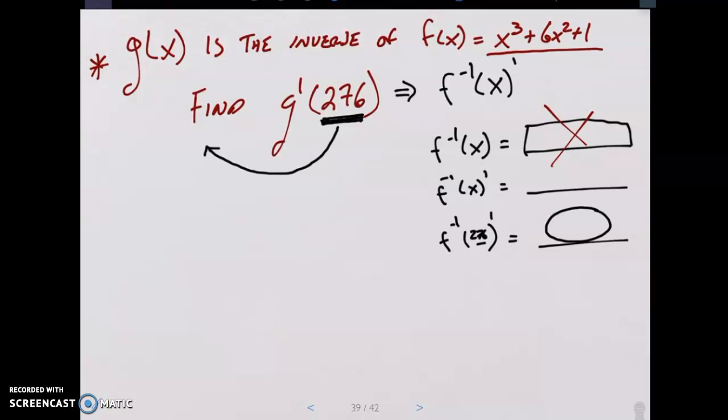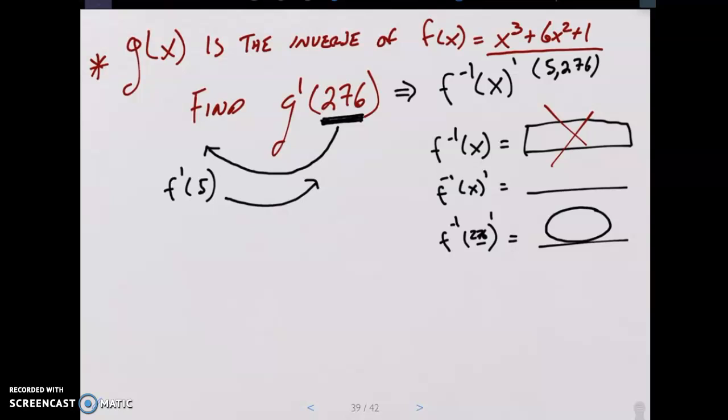Well, I actually know it off the top of my head because I made the problem. So it's 5. The input's 5. When the input's 5, the output is 276. Right? So what we're going to do real quick is find out what f prime of 5 is. And then we're going to make it talk to my inverse again. And I'll show you how to do that in a second.